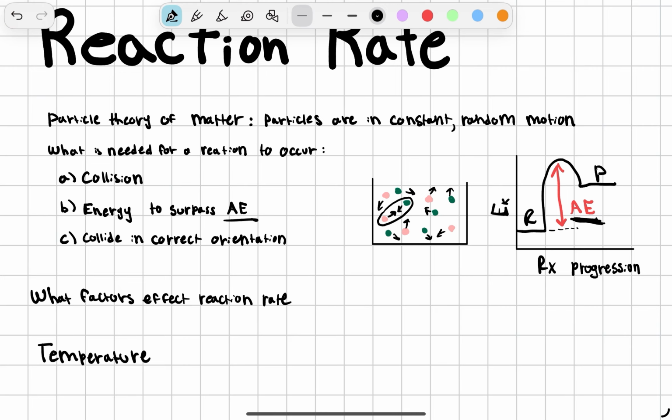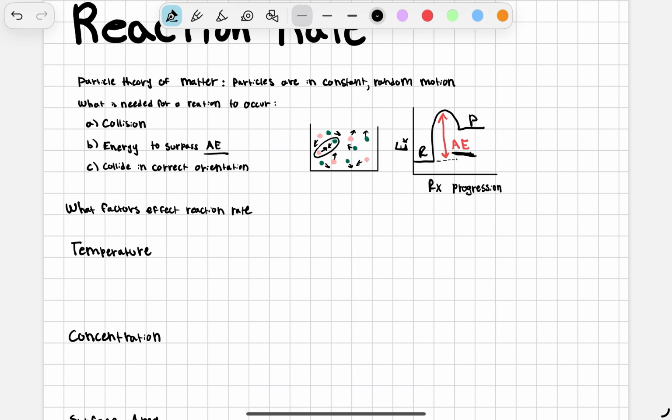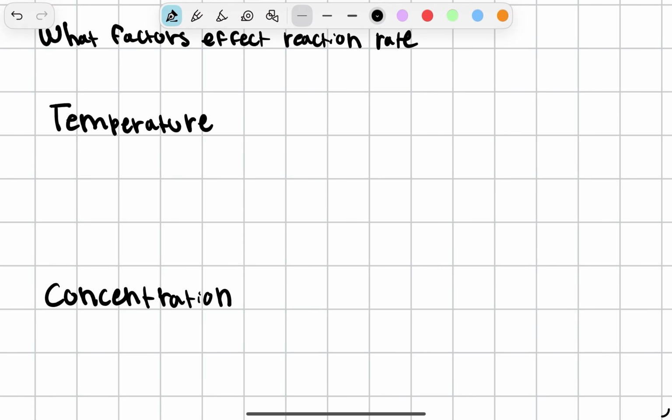We also need the particles to collide in correct orientation. Okay, so what factors allow for these three elements to be met? What increases a reaction? What decreases a reaction? The first factor that affects reaction rate is temperature. An increase in temperature increases the reaction rate.